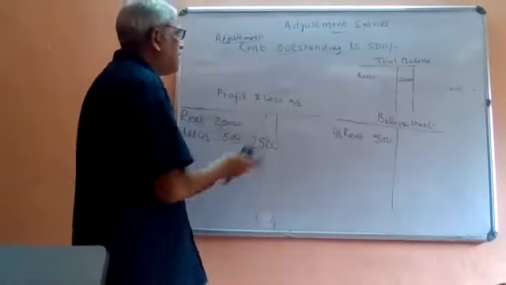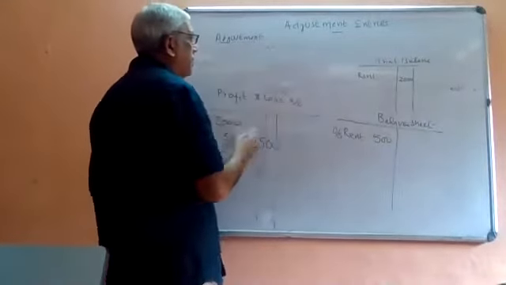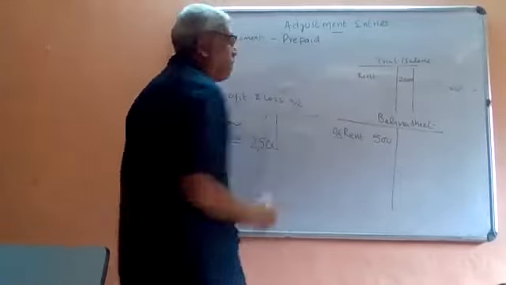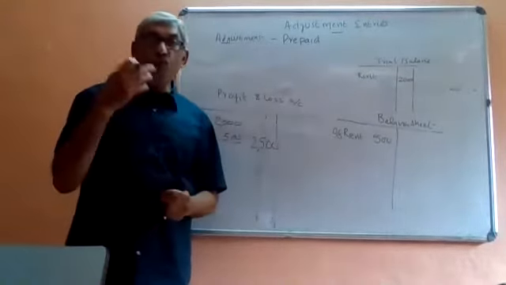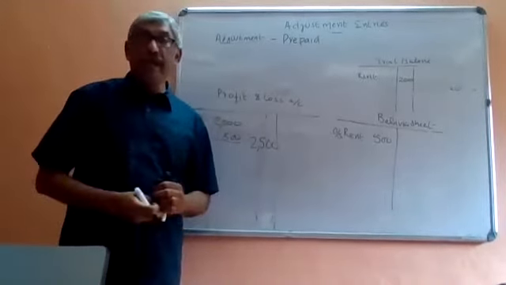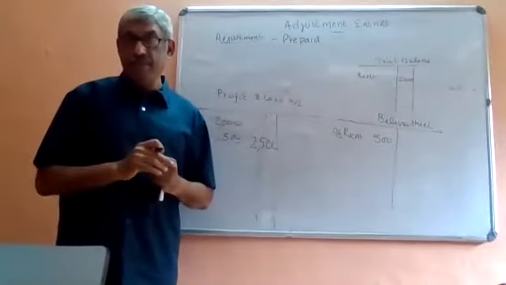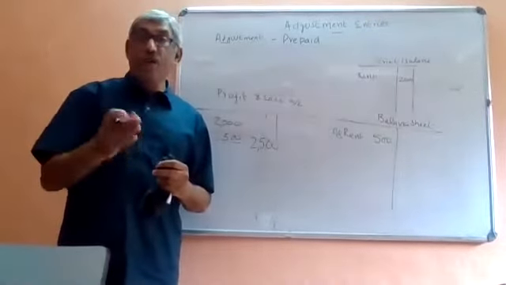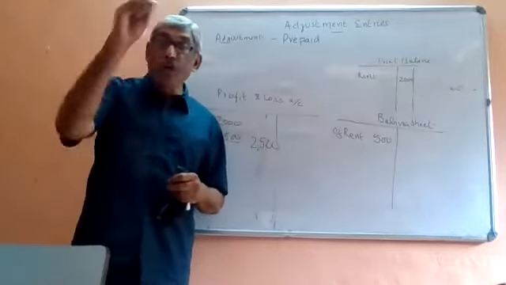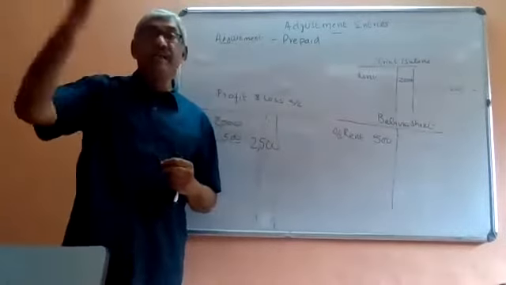Then the third thing is prepaid. Third adjustment is prepaid. As I told you, what is prepaid? Prepaid means something you have paid in advance. Suppose next year's rent also we have paid, or we have paid salary of the next year, or insurance of the next year. So that amount should not come in this year's final accounts, because that is next year's expense.